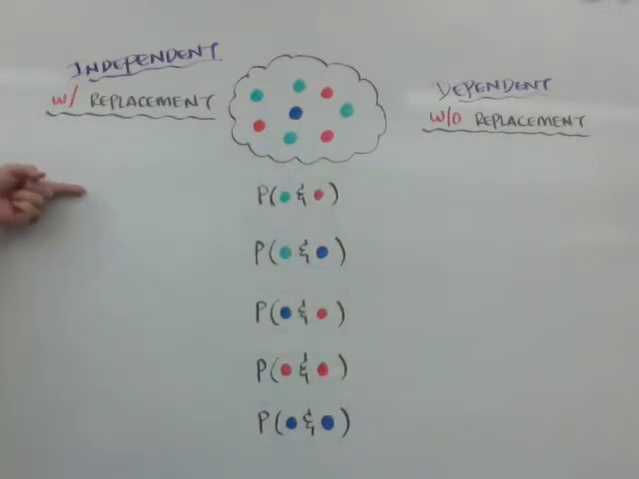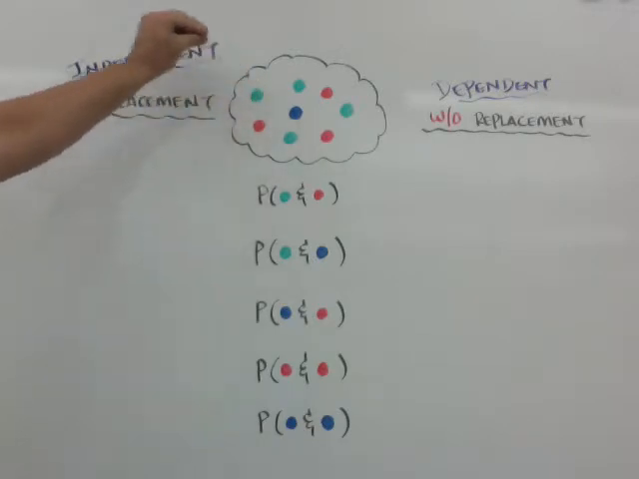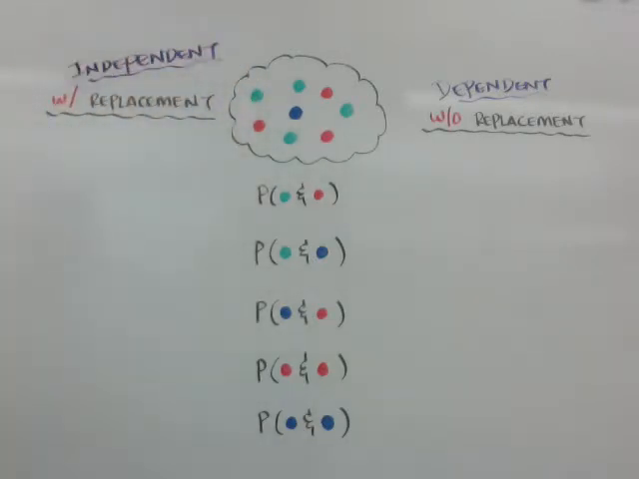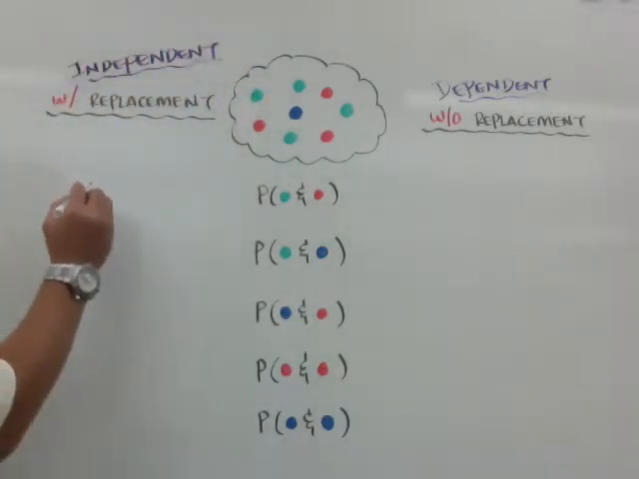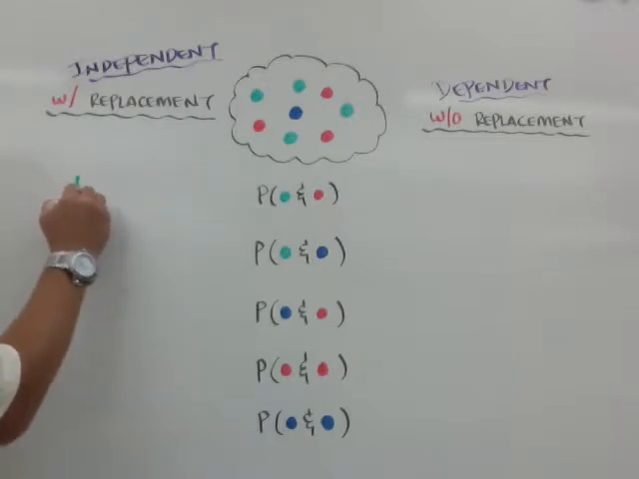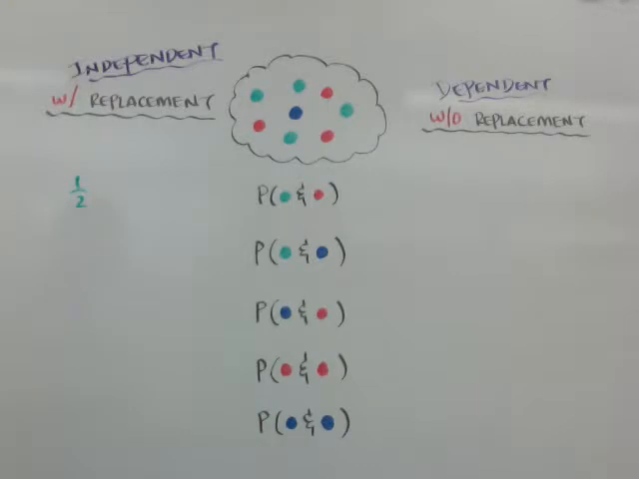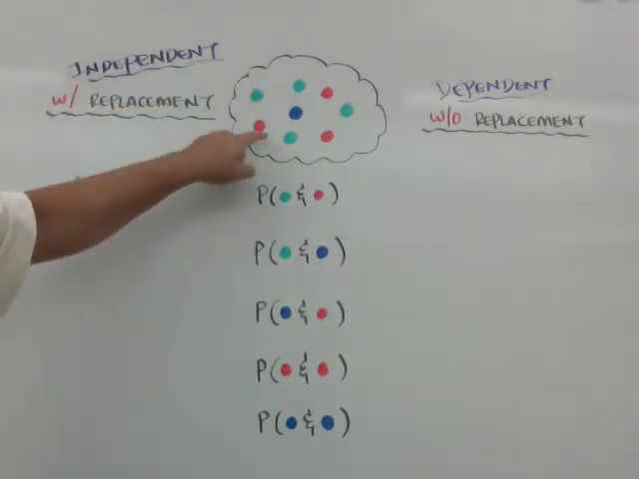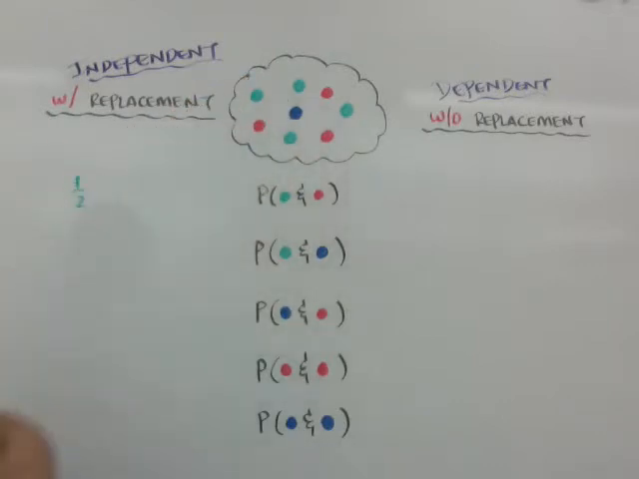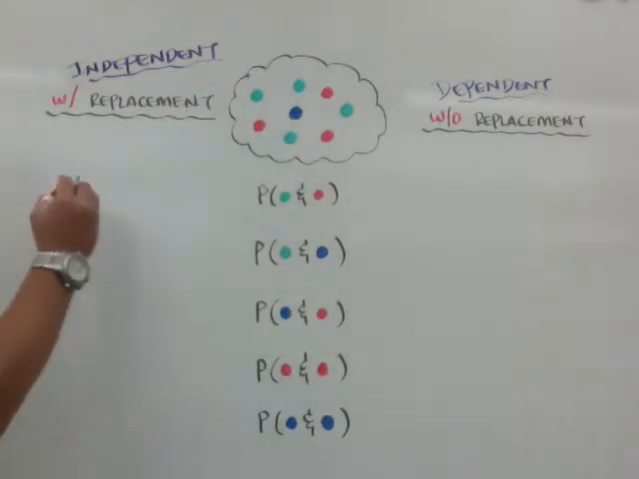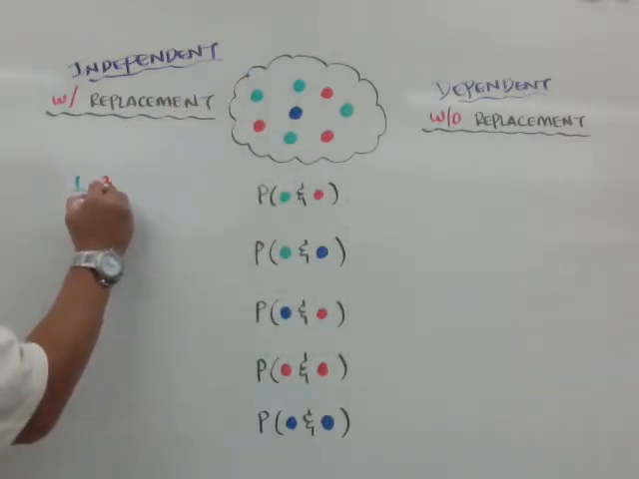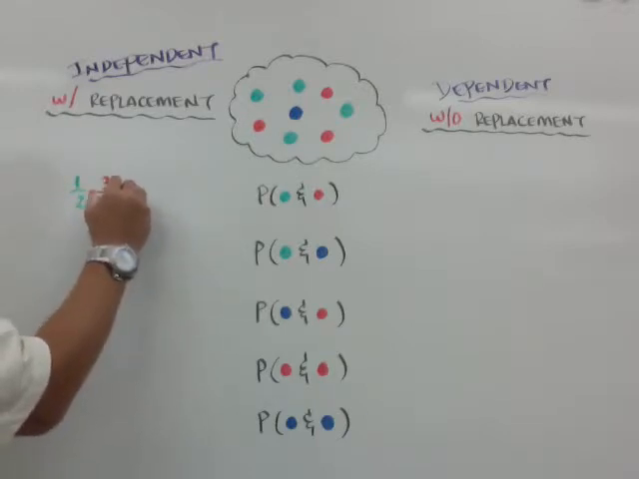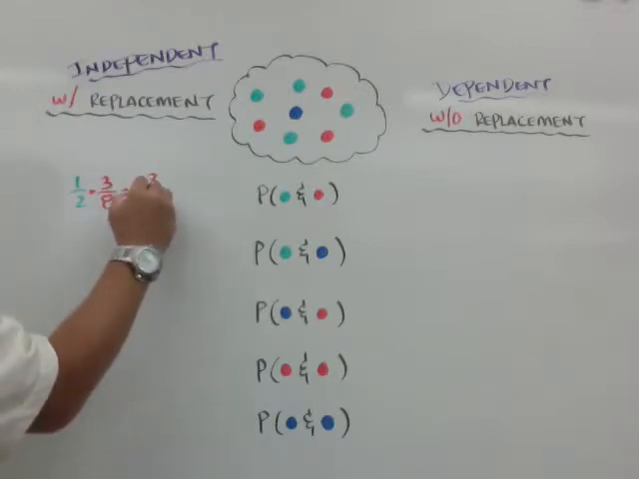So with replacement, if you pull a green marble out first, the probability of that green marble is 4 out of 8, which is 1/2. And to replace it means you put it back in. Now the probability of getting a red is 3 out of 8. So you're just multiplying times 3 out of 8. And when you multiply that, you get 3 out of 16.